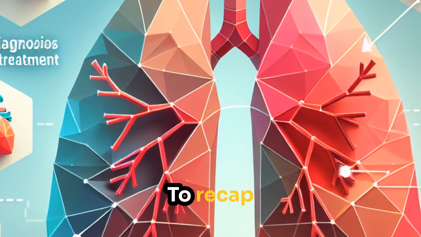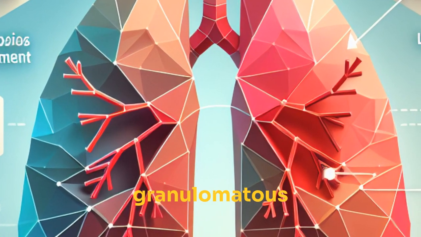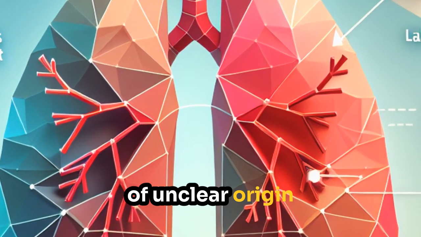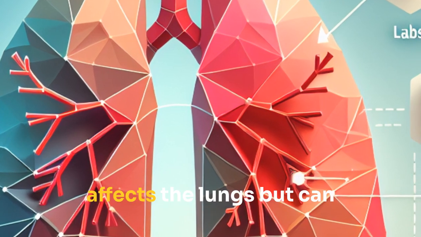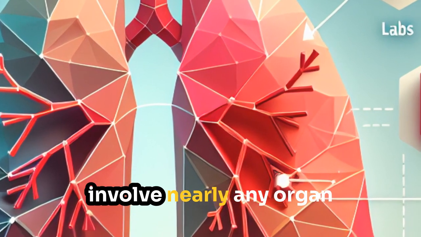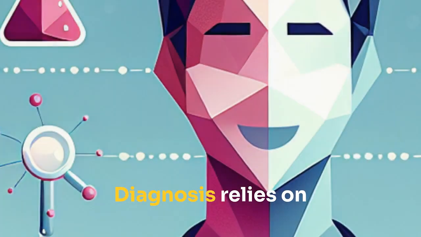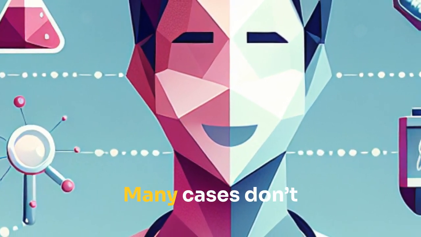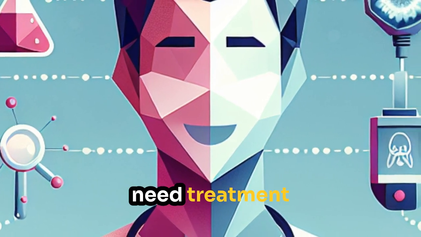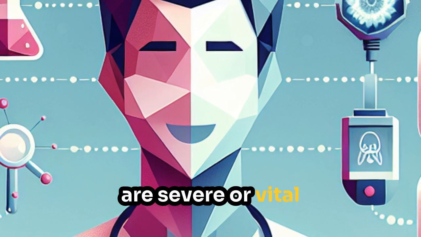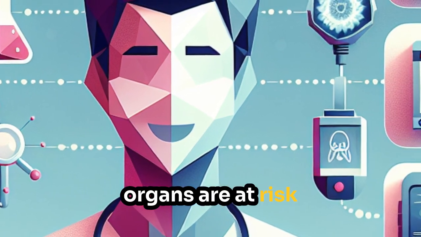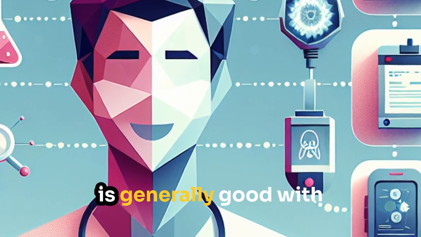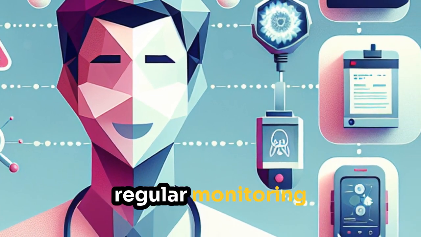To recap, sarcoidosis is a granulomatous inflammatory disease of unclear origin. It most commonly affects the lungs but can involve nearly any organ. Diagnosis relies on imaging, labs, and biopsy confirmation. Many cases don't need treatment. Treat when symptoms are severe or vital organs are at risk. The long-term prognosis is generally good with regular monitoring.